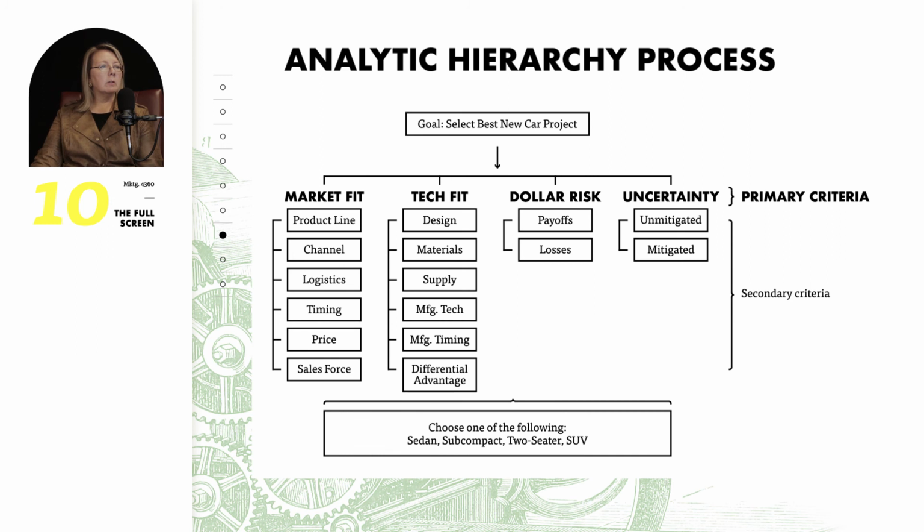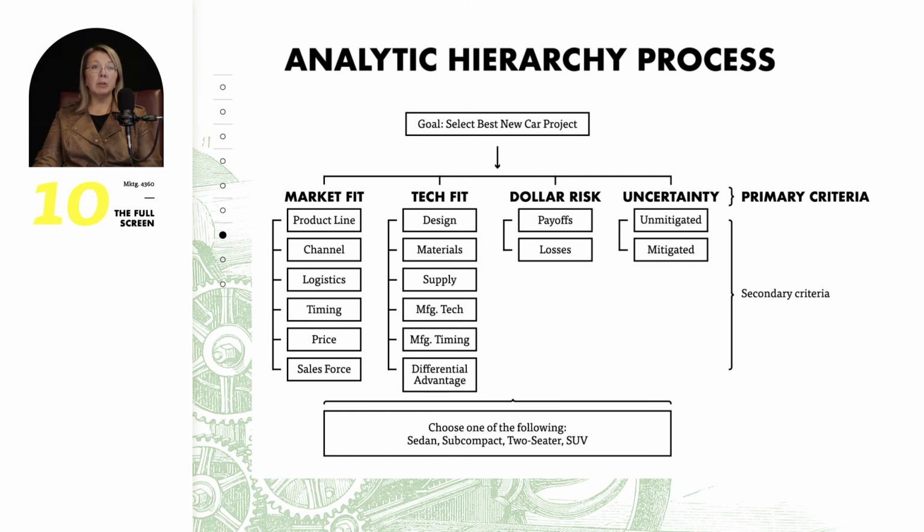Okay, so here's another model. This one's called the analytical hierarchy process. And in this case, what you're doing is you're establishing some primary criteria that categorize your decision. So in the book, they're talking about which new car model do we want to choose. It could be a sedan, it could be a subcompact, it could be an SUV. And so for each of those, they're going to have different sorts of characteristics according to these primary criteria.